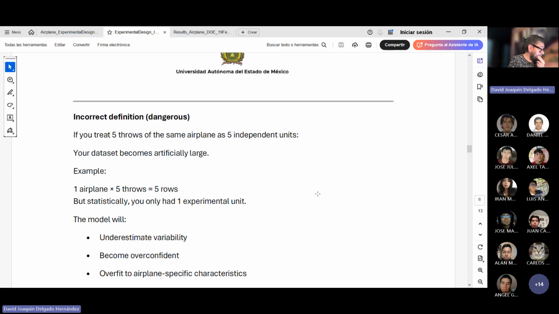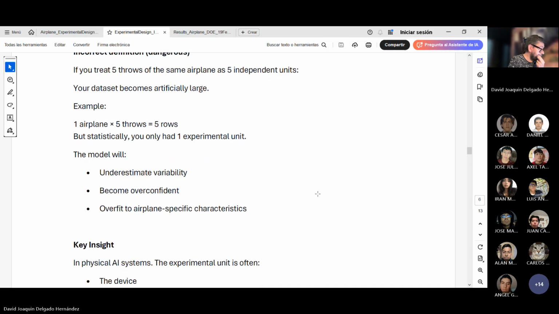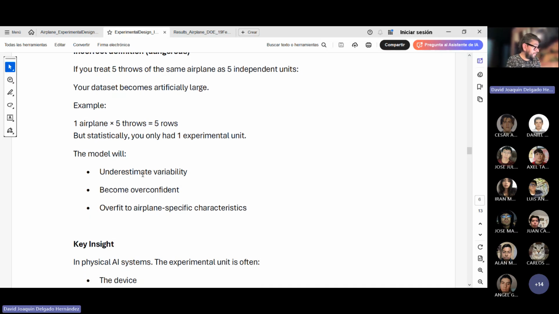in artificial intelligence, because the model will underestimate variability and we become overconfident and overfit to airplane specific characteristics. It will be a very good model, but just for that particular airplane and nothing else. If I want to predict another airplane's behavior, I will not be able to do that.